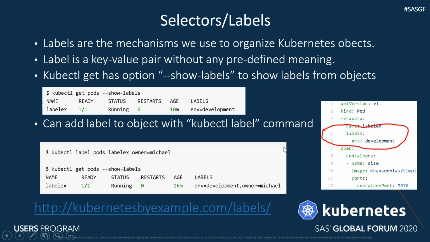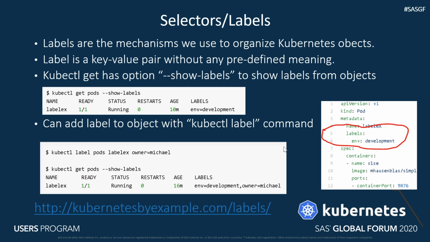Selectors and labels. Selectors and labels are used throughout Kubernetes. This is the idea of human-readable identifiers and ways to identify things. Labels are mechanisms that we use to organize Kubernetes objects, to basically allow Kubernetes to tell which sets of things it should be working with for particular situations, but also to allow us to find sets of things that we were interested in. A label in Kubernetes is actually a key value pair without any predefined meaning.